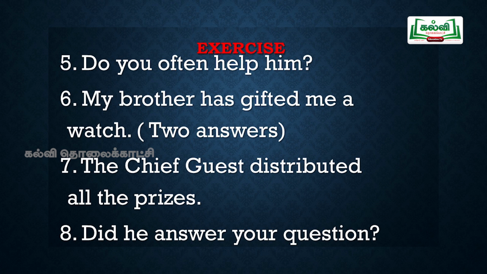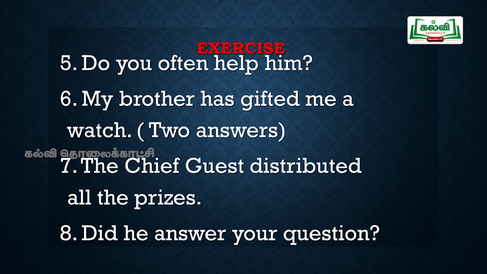Sentence 6. My brother has gifted me a watch. Again you find two objects here. My brother has gifted me what? A watch, direct object. My brother has gifted whom? Me, indirect object. So answer 1, I have been gifted a watch by my brother. Answer 2, a watch has been gifted to me by my brother. So those are the two answers you get here.